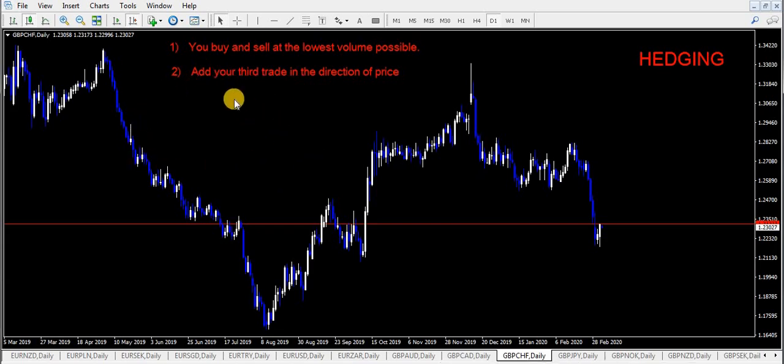Now let's say you have a $1,000 account. And to hedge, what you do is you buy and sell at the lowest possible volume, which means you open trades at 0.01, that is 10 cents per pip, and wait to see where the market is going. Then when you find out where the market is going, you now add your third trade, which will maybe be at 0.1 or 0.05, and that will be your money trade. Then you ride it till you feel the market will turn around.